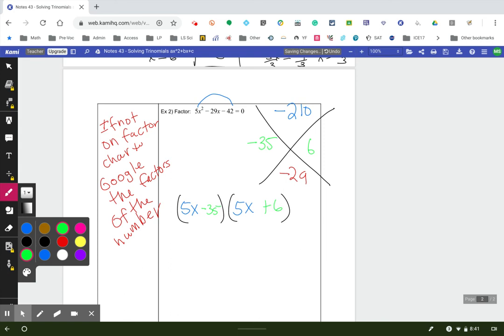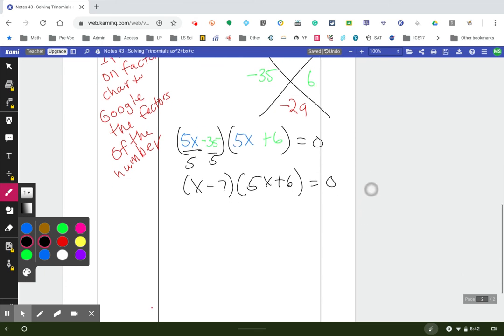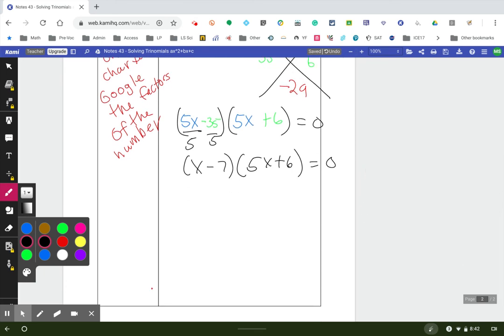So what I'm going to do is divide both of these in the first parenthesis by 5 because they're both divisible by 5. And I get x minus 7 and 5x plus 6. This equals 0, so does this. Notice I didn't divide this one because you can't divide both of these by the same thing. And our last step is to set each equal to 0 and solve.